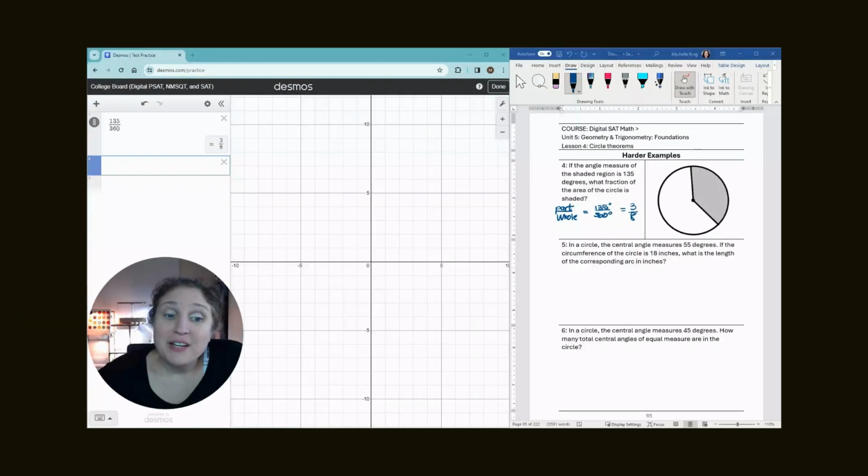All right, number 5. In a circle, the central angle measures 55 degrees. If the circumference of the circle is 18 inches, what is the length of the corresponding arc? Now, I'm actually re-recording this section because I made it way harder than you can actually do it. So similar to question number 4, where we did part over whole, I've got 55 over 360.